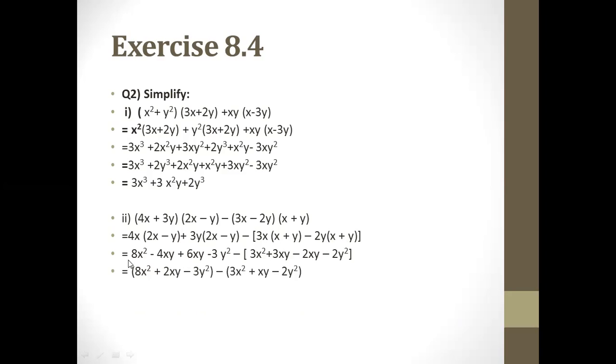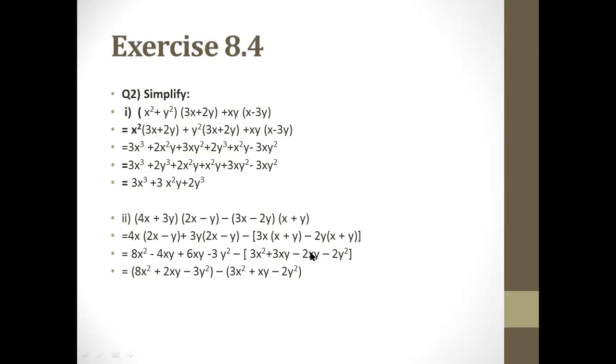Now next step, what we get: 8x square. Here minus 4xy plus 6xy. Same variable with different signs, we subtract them. 6 minus 4, 2. But 6 is the greater number, so we put the greater number's sign, plus 2xy, and minus 3y square we copy as it is. This negative sign and here 3x square we copy as it is.